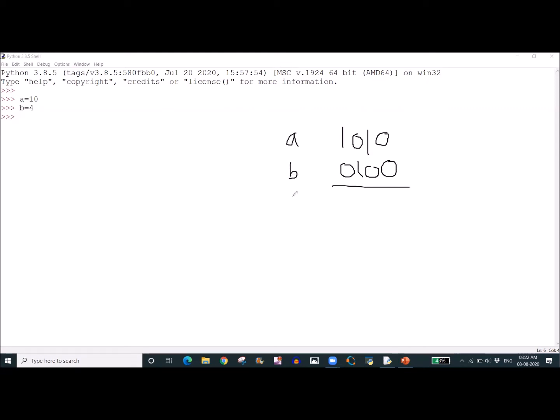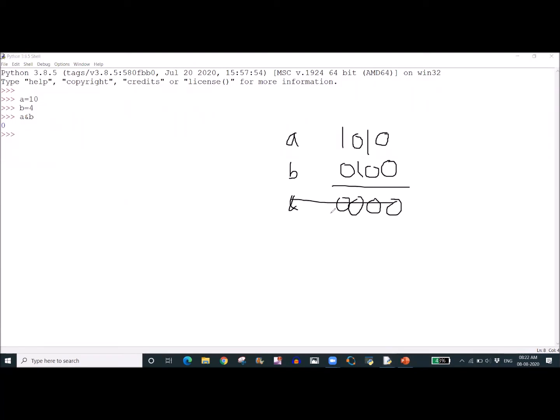Now when we perform the bitwise AND operation, for every bit we are performing the AND operation. What is 0 AND 0? 0. 1 AND 0? 0. 0 AND 1? 0. 1 AND 0? 0. So finally the result of the bitwise AND operation between A and B should be 0. Yes, this is 0.